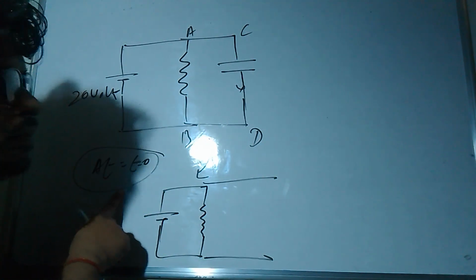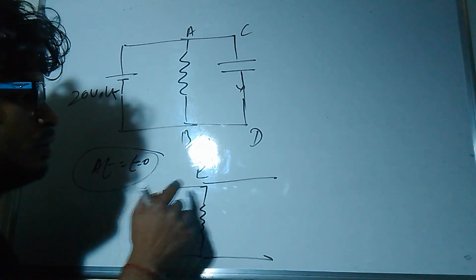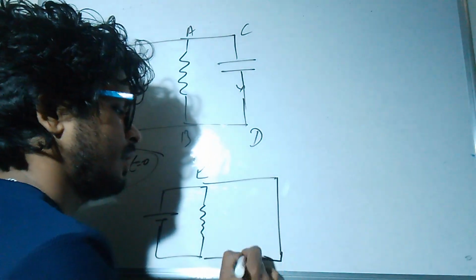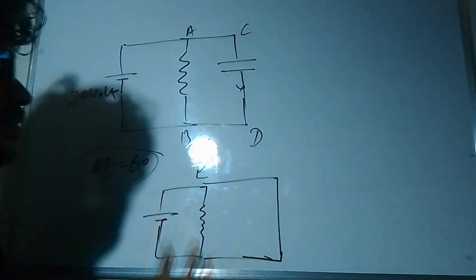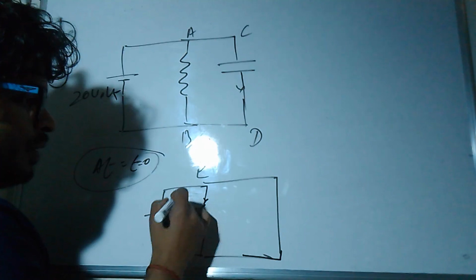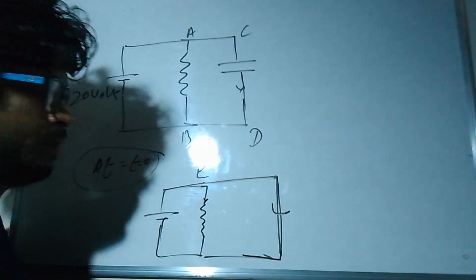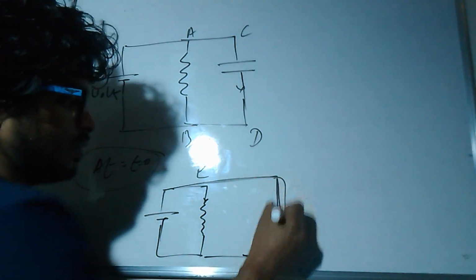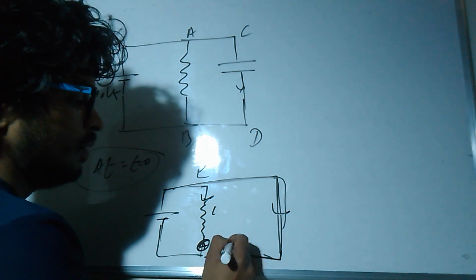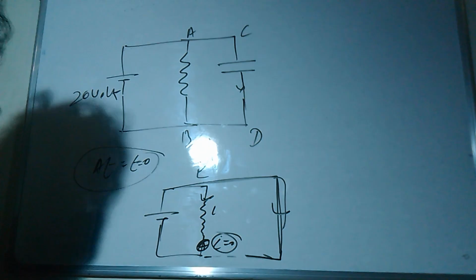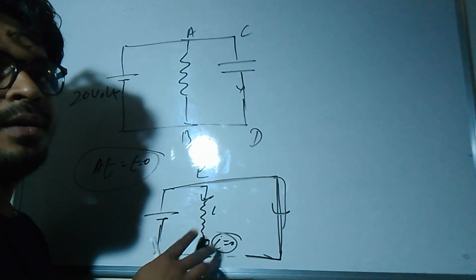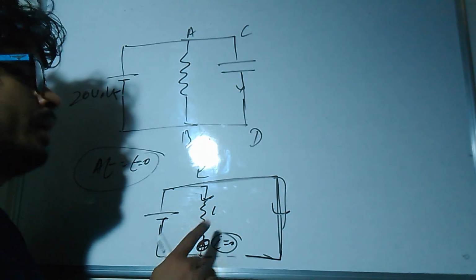At t equal to 0, it will be a closed circuit, which means short circuit. So the current will not pass through it. Current will go through this, so all the current will bypass through the short. If you put an ammeter here, the current will be 0. So I can also ask that if I put an ammeter over here, we will get no reading at t equal to 0.